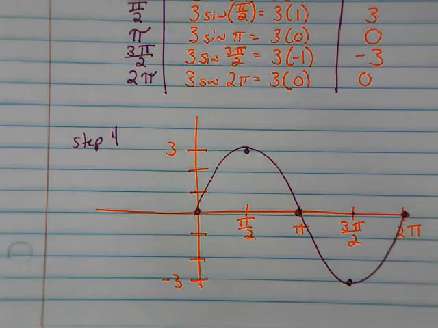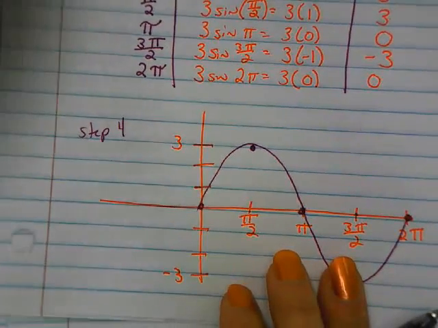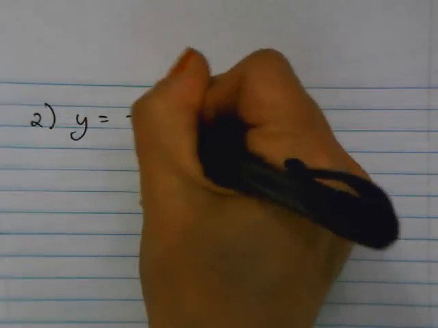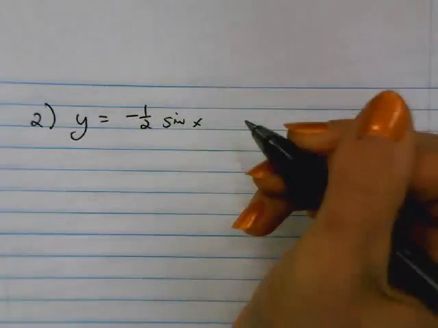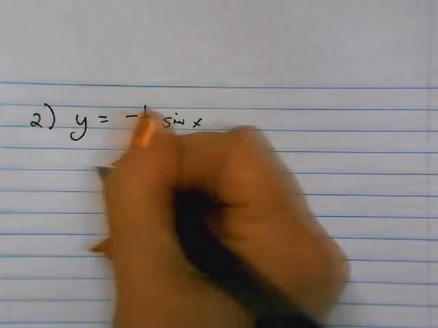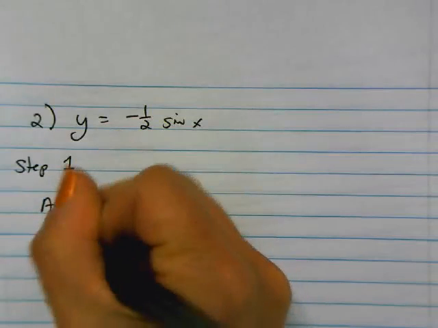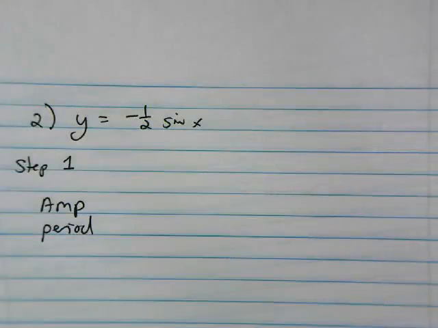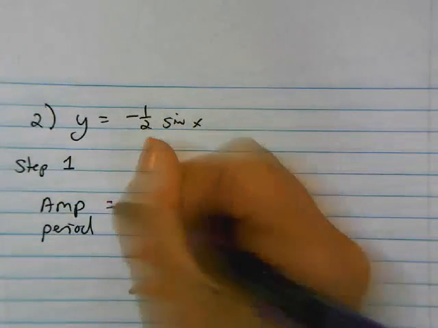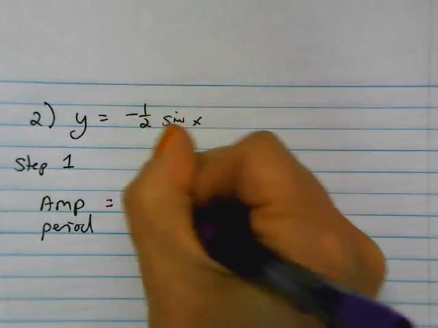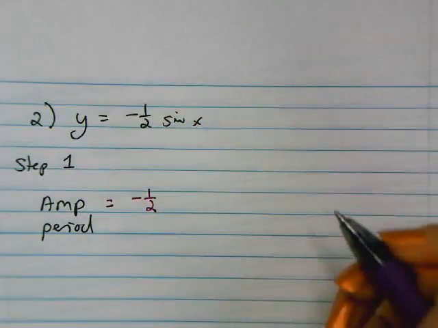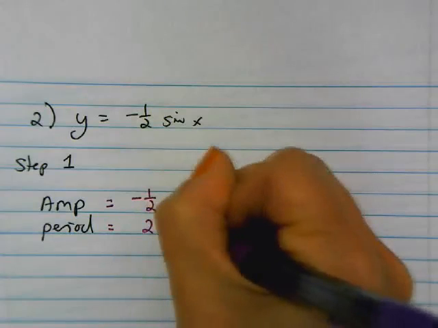Let's say I want you to do y is equal to negative 1/2 sine x. Alright, step 1. Determine your amplitude and your period. So my amplitude this time is negative 1/2. That'll be interesting, what that does. The period is always 2 pi divided by what's behind sine. In this case, it's 1. So my period again is 2 pi.